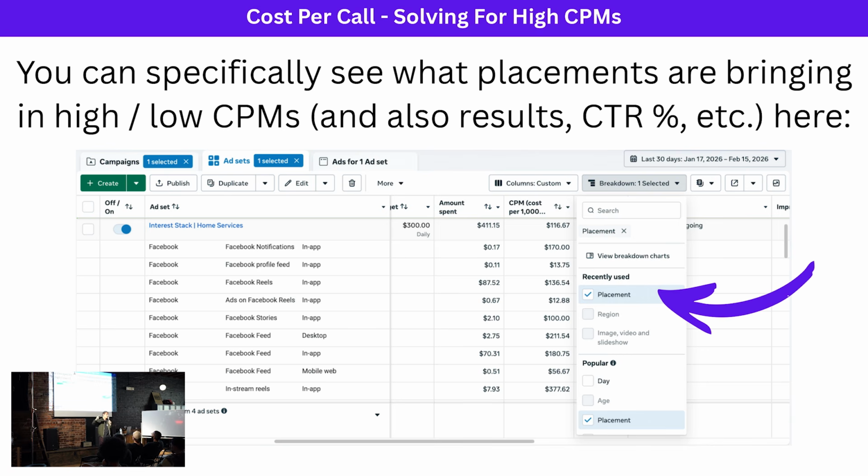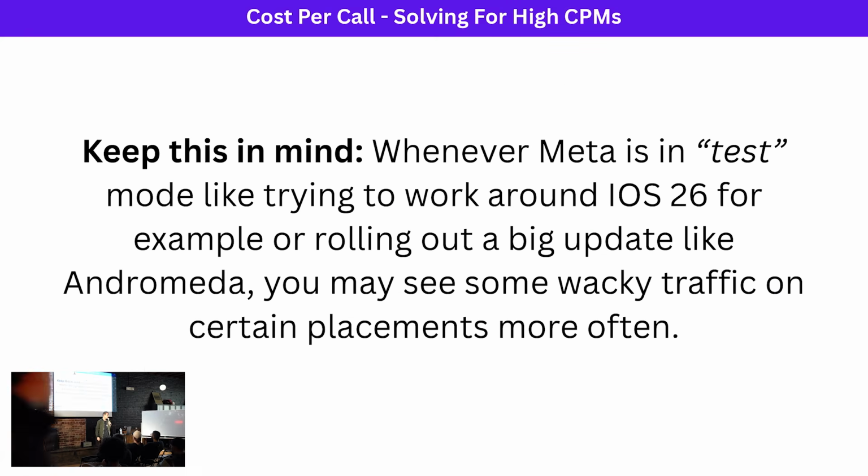You can specifically see what placements are bringing in high and low CPMs and also results, click-through rate, et cetera, just by going to breakdown up there and then choosing that. So sometimes if we're getting bot traffic, we'll go in there and see specifically what placements are getting insanely high click-through rates, stupid low CPM, stuff like that.